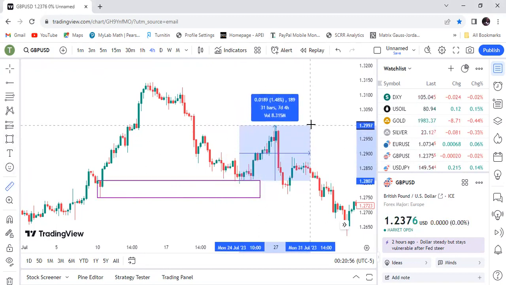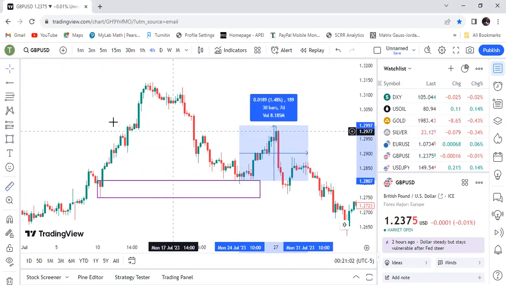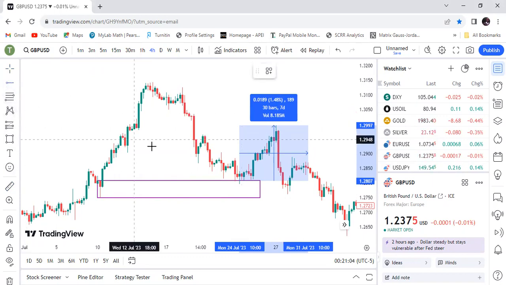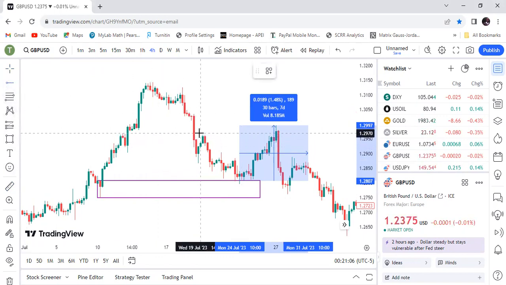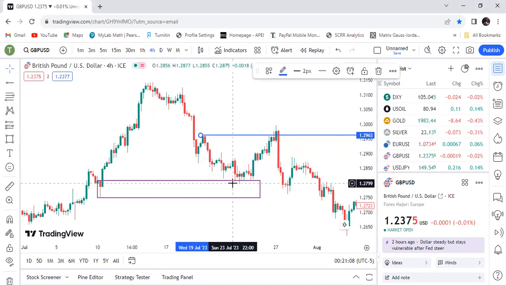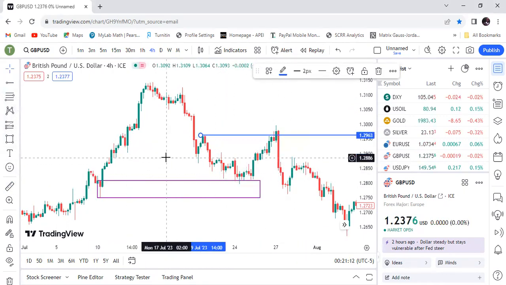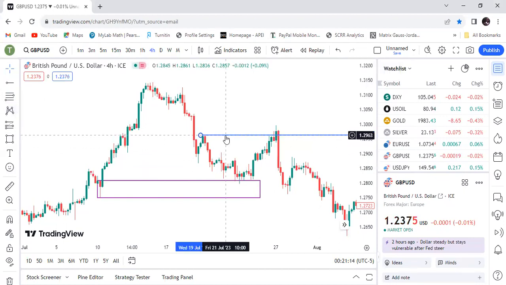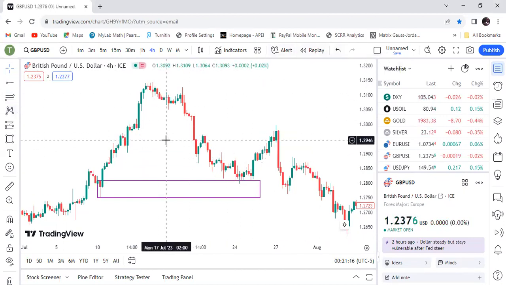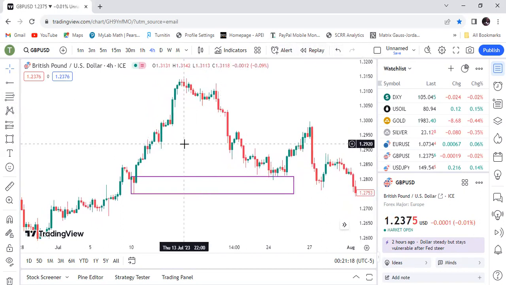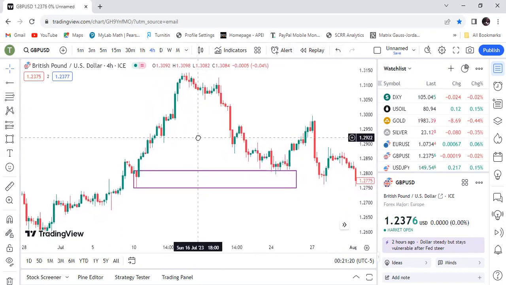bought for around 189 pips, which is quite a good number of pips. So this is where I would want to have my first take profit at that point. And you can see the market respected the strategy accordingly.